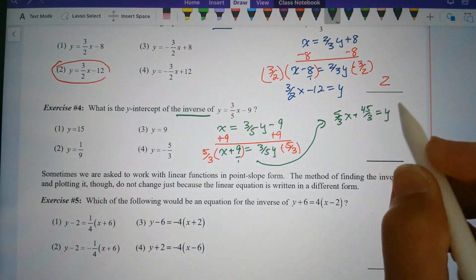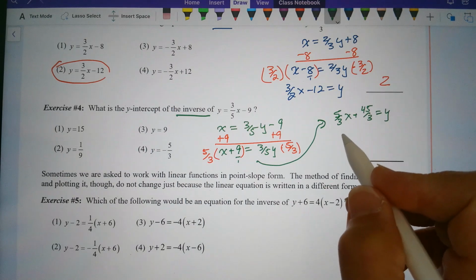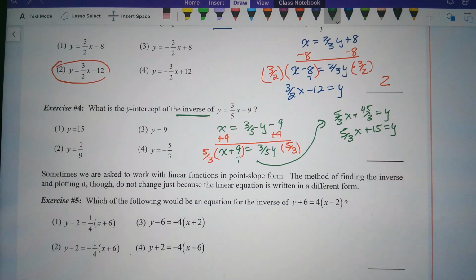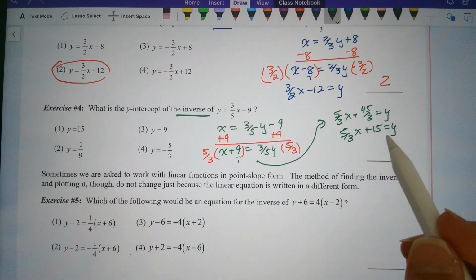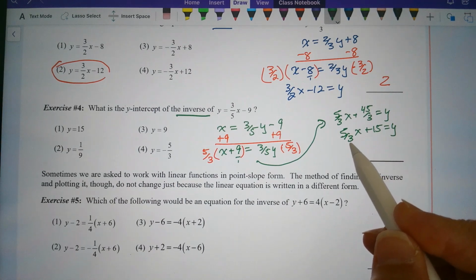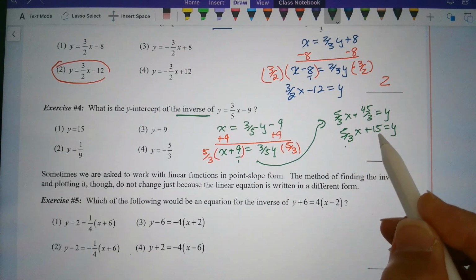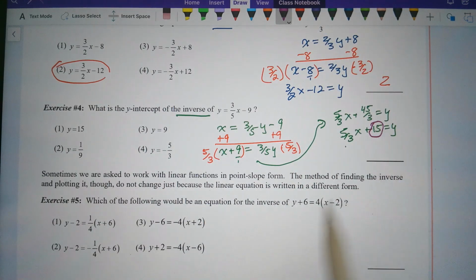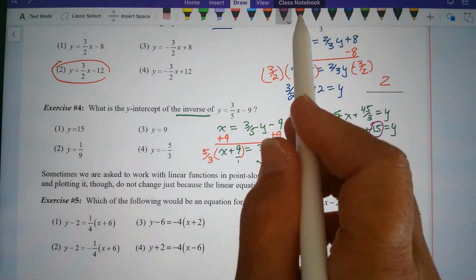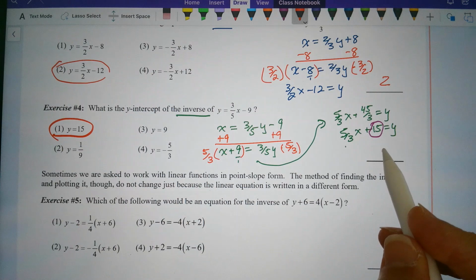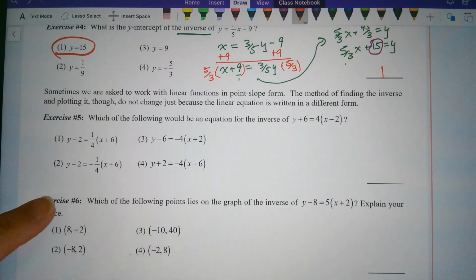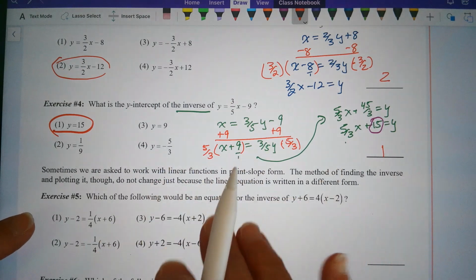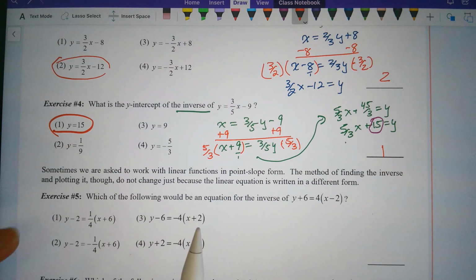5/3 equals y. And 45 divided by 3 is 15. So we have 5/3 x plus 15 equals y. And this is our slope, right? This is y equals mx plus b. So our y-intercept is the 15, which is choice 1. Again, with any of these, you're always welcome to pause the video and work through getting y by itself on your own.